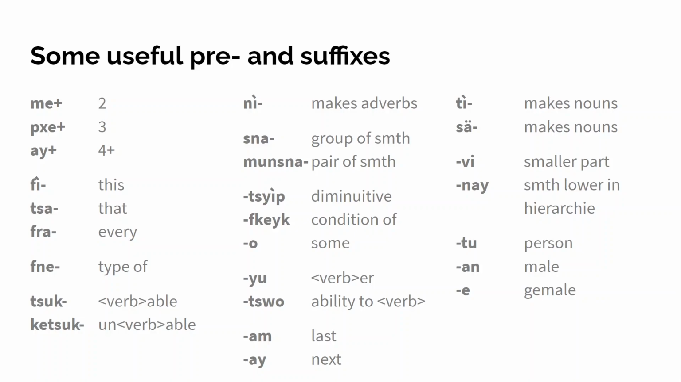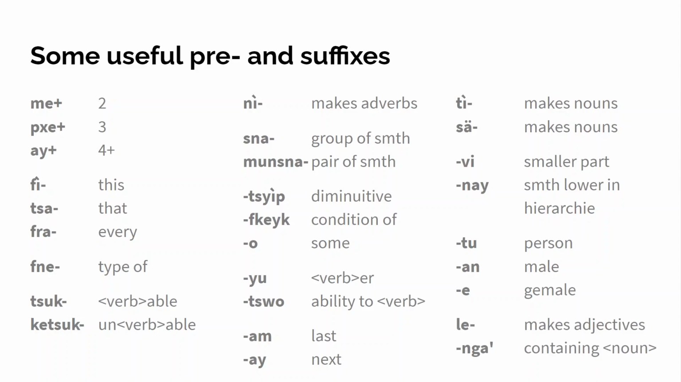Then we have Tu, that makes persons from different things. For example, Naum is great noble, and then we have Naumtu, a noble person. An and e we often see to make something male or female. You probably know it from Po, he or she, becoming Poan, he, and Poe, she.